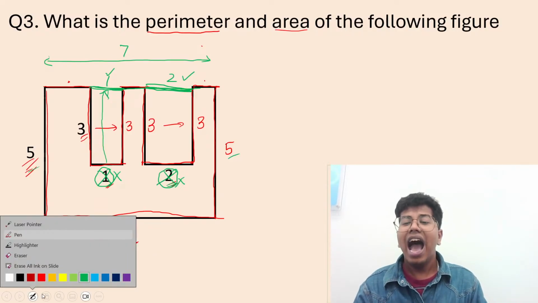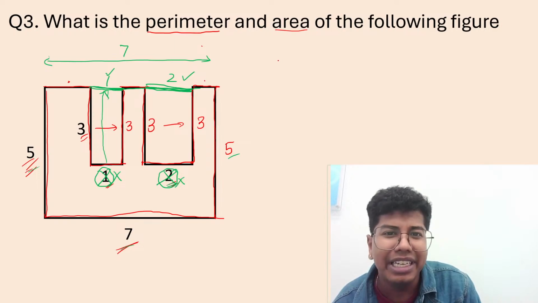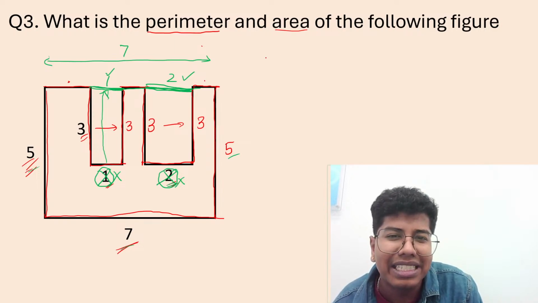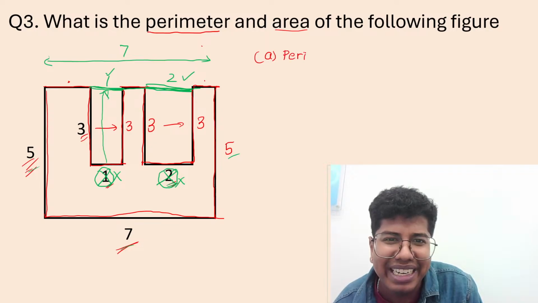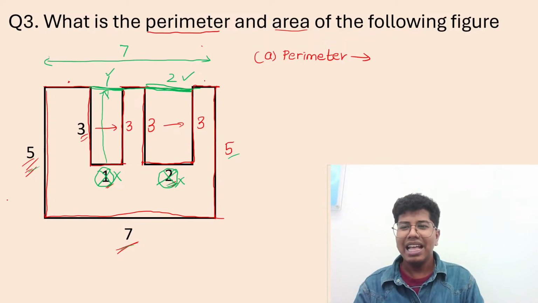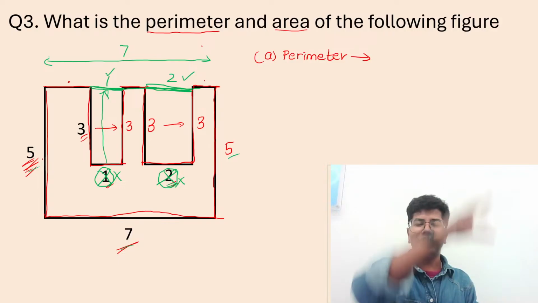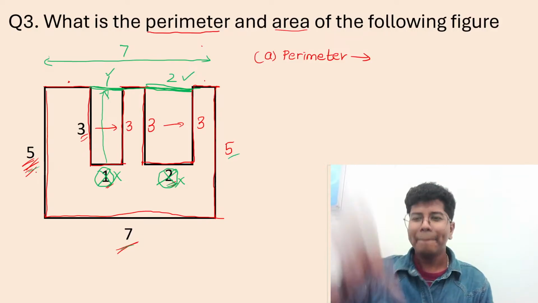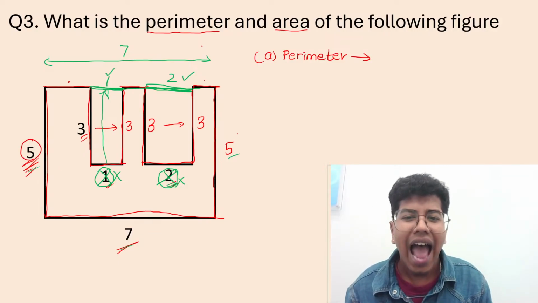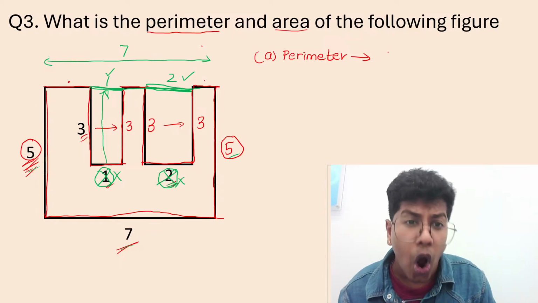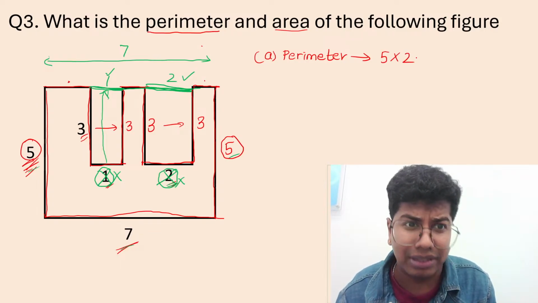So, let's see how we can find out the perimeter of the irregular shape. That is Part A, about perimeter. Now, if we want to find out perimeter, there is 5. Can anyone tell me how many 5s are in the entire perimeter of the figure? Perfect. There is one 5 here and another 5 here. So 5 is 2 times.